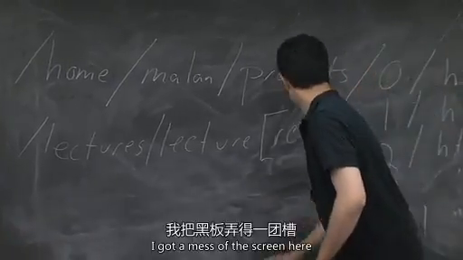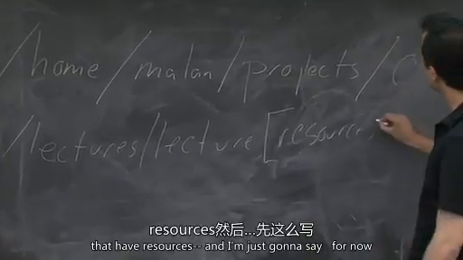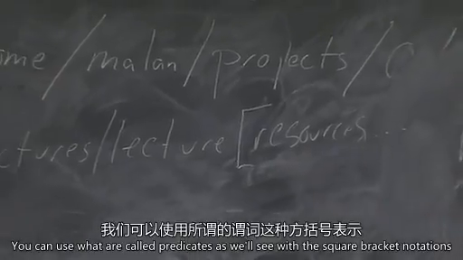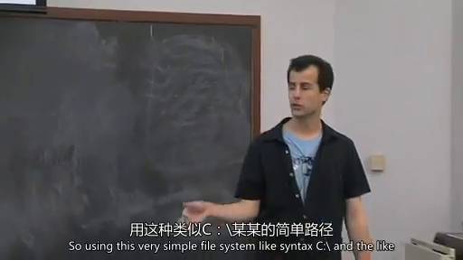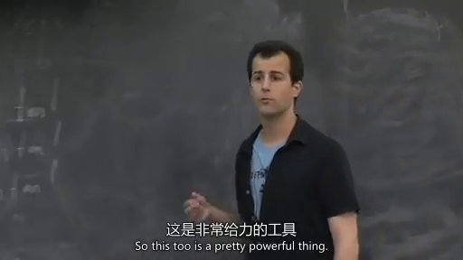Making a mess of the screen here. That have resources, and I'm just going to say ... for now. You can use what are called predicates, as we'll see with these square bracket notations. So using this very simple file system like syntax, C:\, and the like, you can pluck out data you actually care about from XML. So this too is a pretty powerful thing.